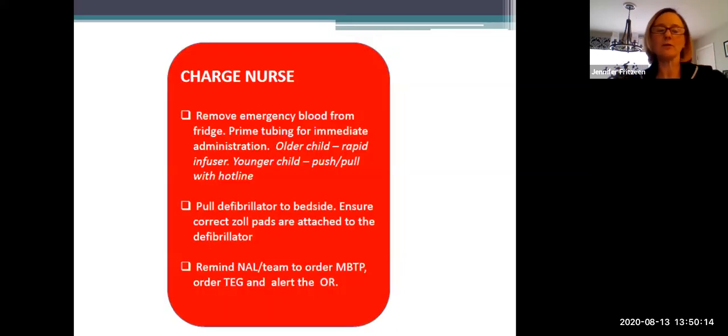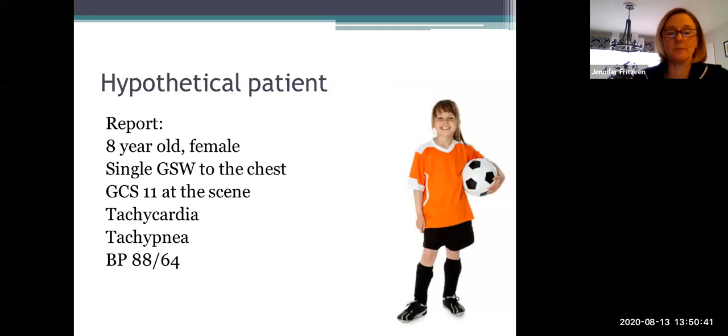And finally, the charge nurse removes the emergency blood from the fridge and primes the tubing for immediate administration. Obviously, on older children, we'll use the rapid infuser, and on younger children, we can do push-pull. We assign them to bring the defibrillator to the bed and make sure the pads are ready to go. And we also assign the charge nurse to remind the NAL and the leadership team in the room to order massive blood transfusion, order TXA, and alert the OR that we may have a possible patient.